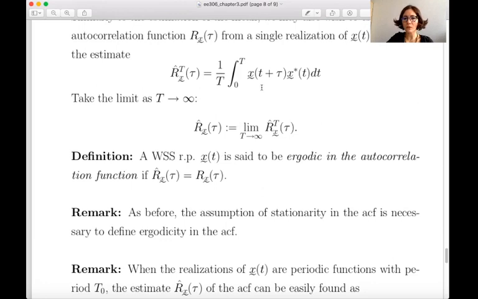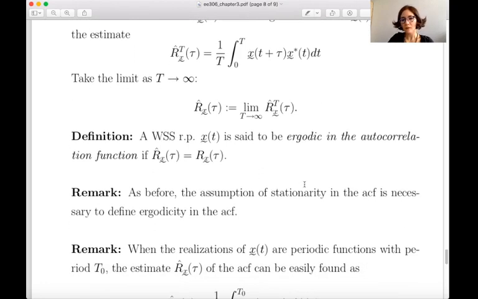taking the time average of the product x of t plus tau, x of t, time average over 0 to T as T goes to infinity. So if this estimate is equal to the actual autocorrelation function in the limit as T goes to infinity, then we say that that process is ergodic in the autocorrelation function. So some wide-sense stationary processes have this property and some of them do not. When they have this property, we say that they're ergodic in the ACF.